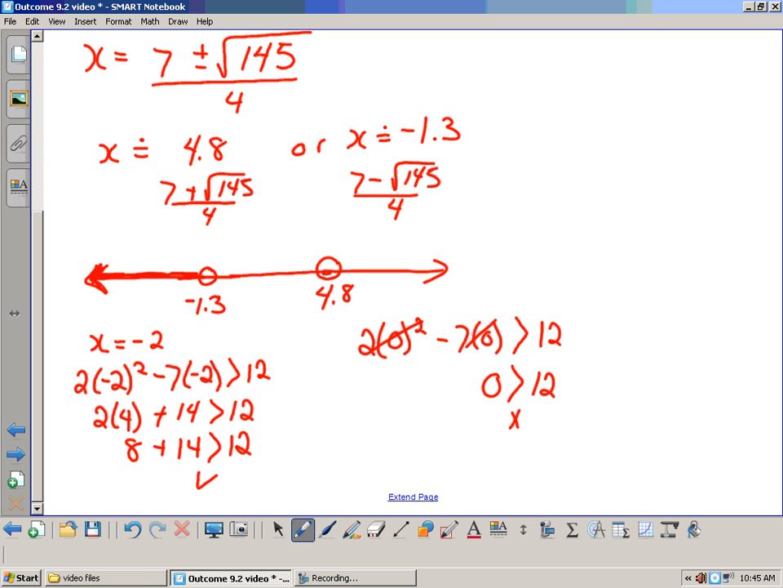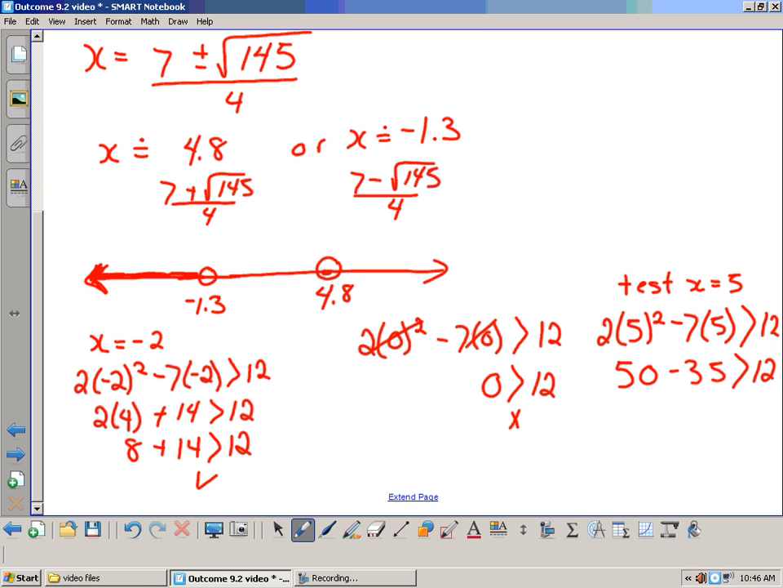Testing the last section, let's test x equals positive 5. So I have 2 times 5 squared minus 7 times 5, and I want to show that that is greater than positive 12. 5 squared is 25 times 2 is 50 minus 35, and I want to see if that's bigger than 12. 50 minus 35 is 15, which is bigger than 12, so this section of our graph works. And so this area is also included in our solution.